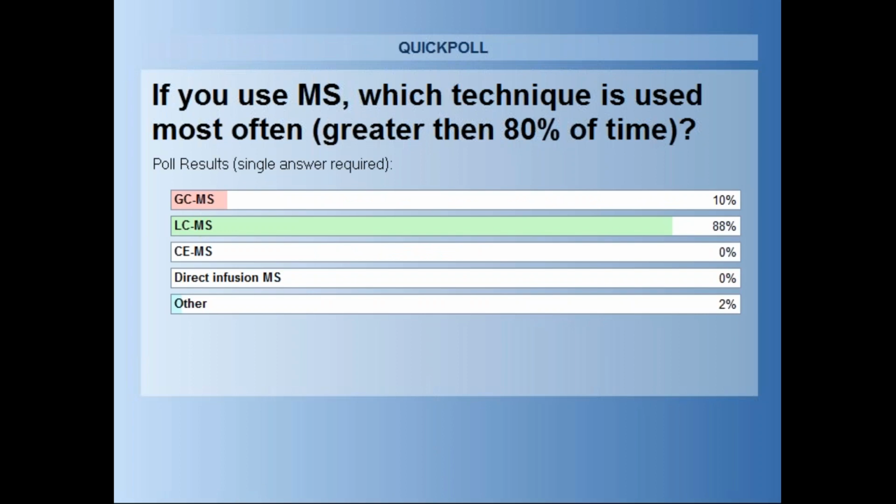If you use MS, which technique is used most often, meaning which one technique is used greater than 80% of the time? I think that's a pretty strong signal right there. Yeah, I'm surprised to see such low usage of GC. We get a lot of information by GC on primary metabolites, or primary metabolism.